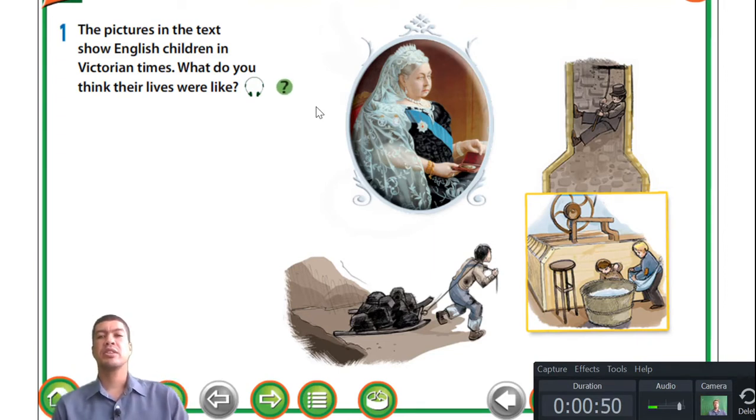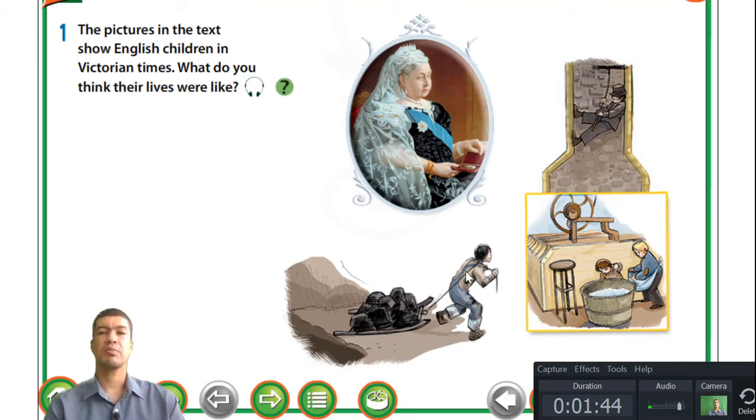In our picture, I usually ask you, what do you see? We have four pictures. Number one, we see an old lady, which looks like the queen. Number two, we have a guy, and it looks like he's climbing down a chimney. Number three, we see a girl and a boy, and it seems as if they are working and doing the washing. And here it seems as if we have a boy pulling black rocks, and it looks like coal. So in history, our topic for today, we will find out what these four pictures mean and what they represent.